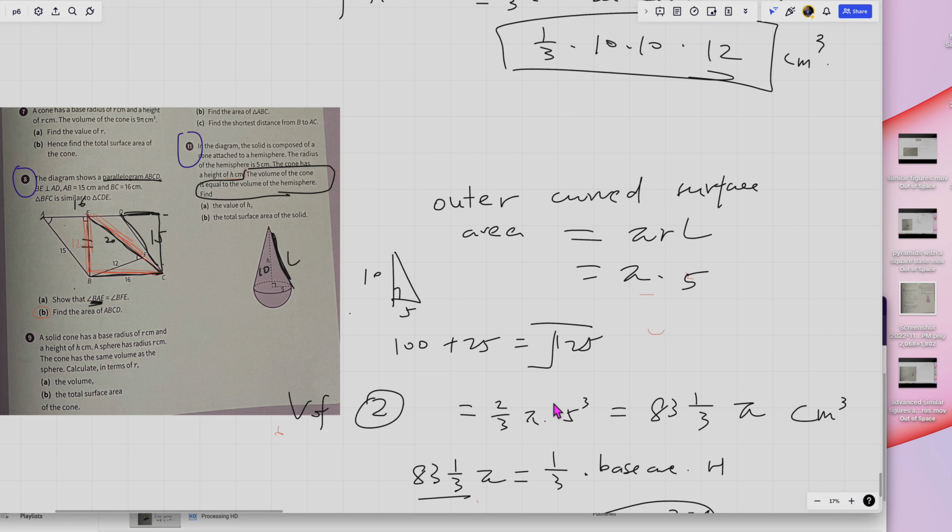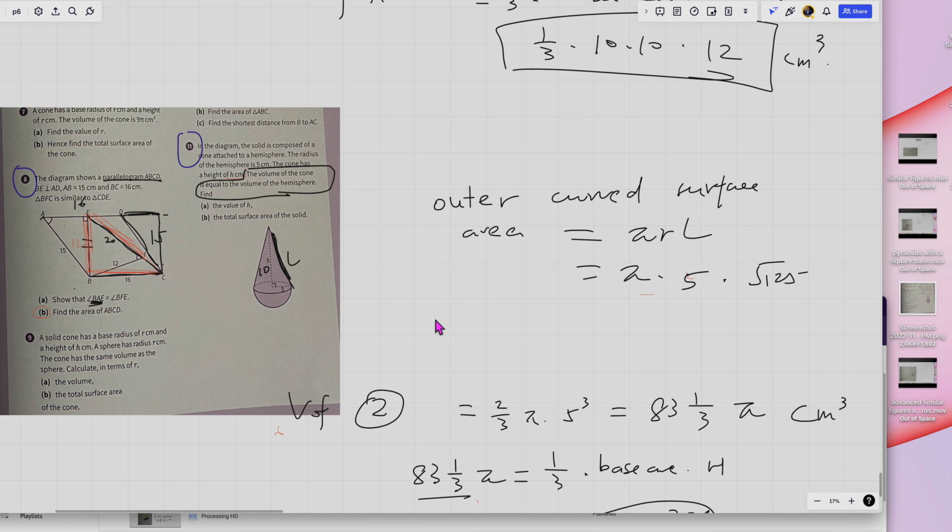Square root this, what do you get? Yeah, square root. I think it's not. Yeah, it's not a nice number. So never mind. Just leave it like this first. Okay. Now we will focus on the hemisphere.